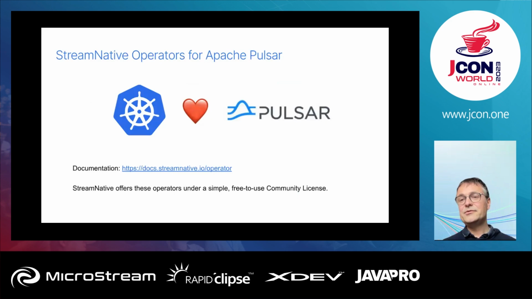And to ease the use of Pulsar in a Kubernetes environment, we developed Kubernetes operators. So these operators facilitate the deployment of Pulsar cluster on Kubernetes. So you can define your desired cluster configuration using those familiar Kubernetes YAML files, right? And this allows for seamless scaling, and this facilitates the installation of additional components as well. So you can find the documentation on the StreamNative website. Don't hesitate to check this out. And StreamNative offers these operators under a simple and free-to-use community license.